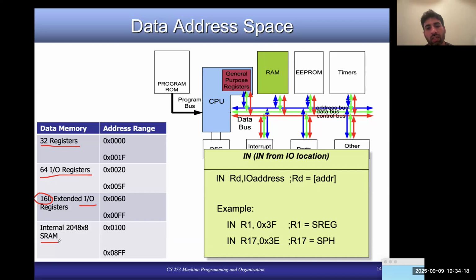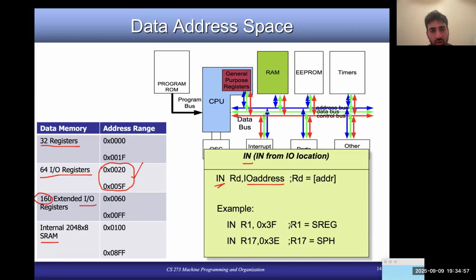Now we are going to see another instruction, which is IN, and this instruction is specific for reading from the IO address space. What does that mean? When you use this instruction, you must provide an address in the IO address range, which means the address must be in the range from 0x00 to 0x5F, assuming there are no extended IO registers. If you use an address out of this range, you will see an error.